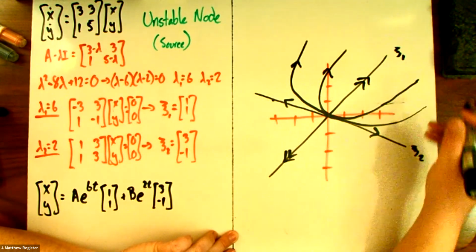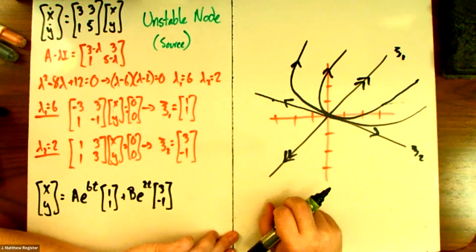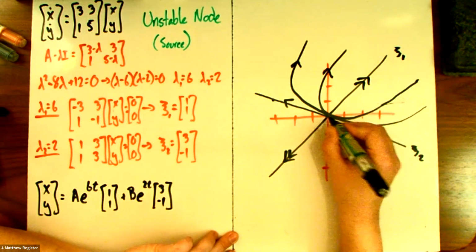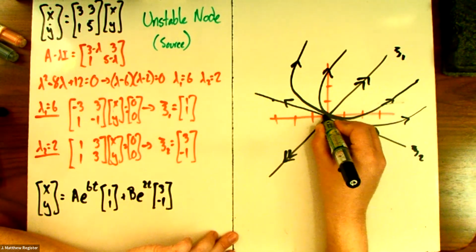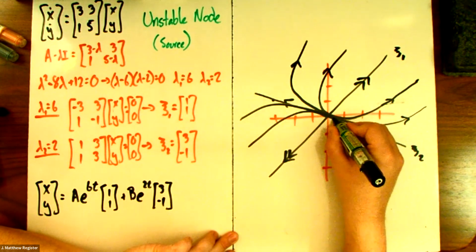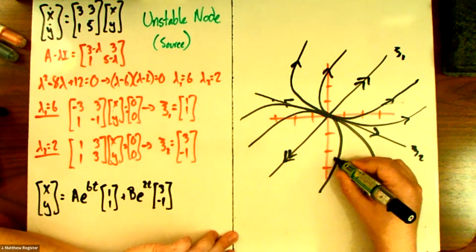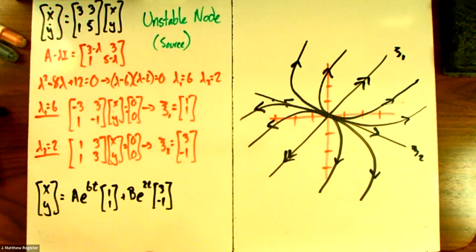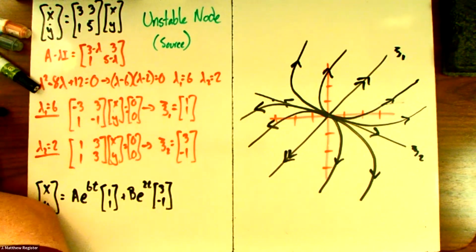It's still going to be going away from both eigenvectors. It's just going to be going away from this one much faster than this one. It's going to be going out in this direction much faster. And same in the other direction. And so down here, it'll be coming out in this way. There we go. And so that's what the phase diagram or phase portrait for this would look like.